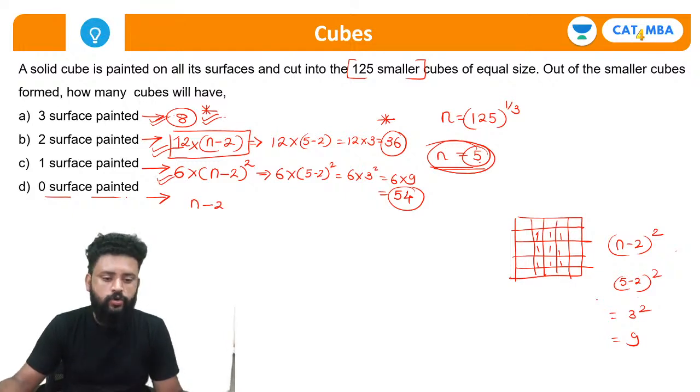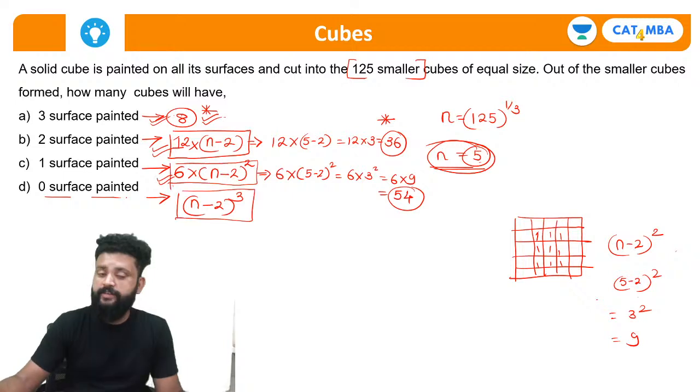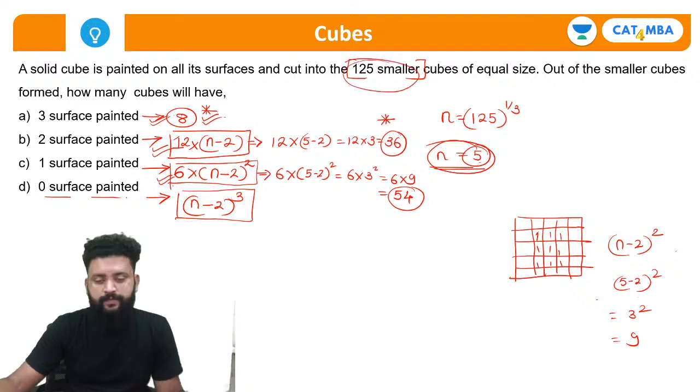This formula will be applicable for this standard question that I did here. Exactly such a question, just the number of smaller cubes will change, other things remain the same. We call this the standard cube cutting question, on which you can apply this basic formula. So when n's value was 3, 3 minus 2 is 1, 1 cube is 1, so we got only one zero surface painted cube.